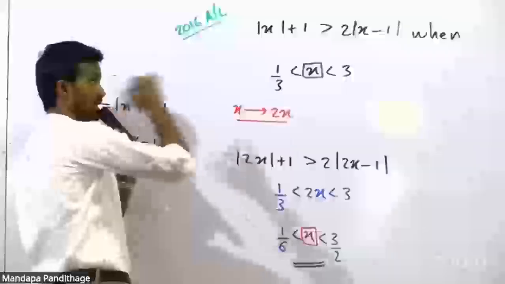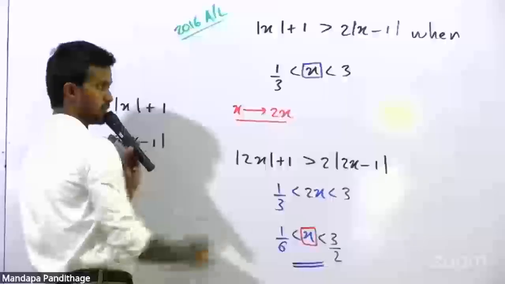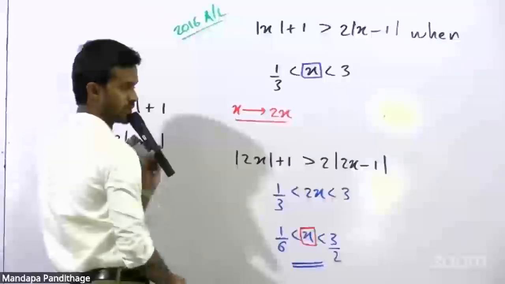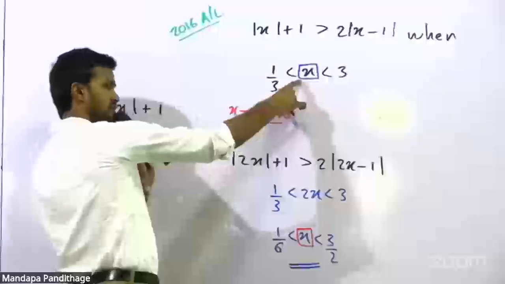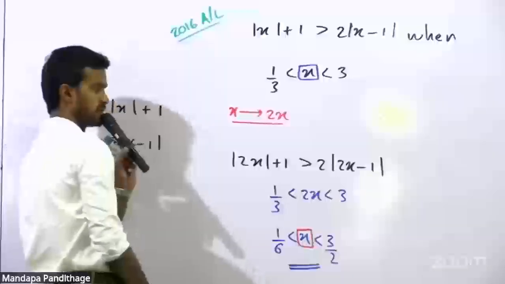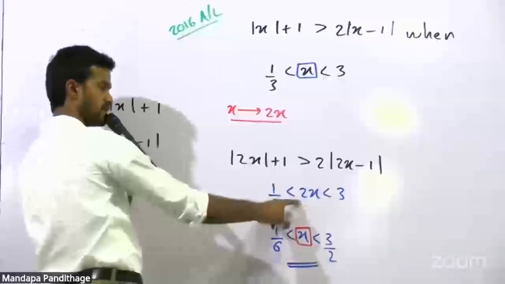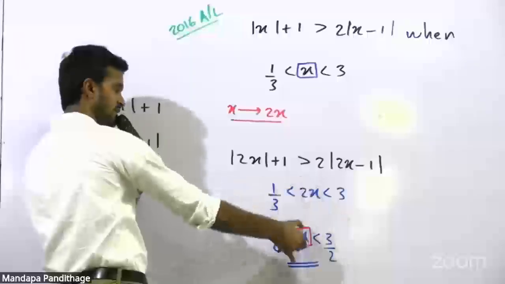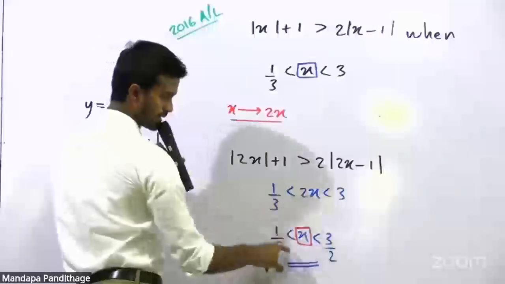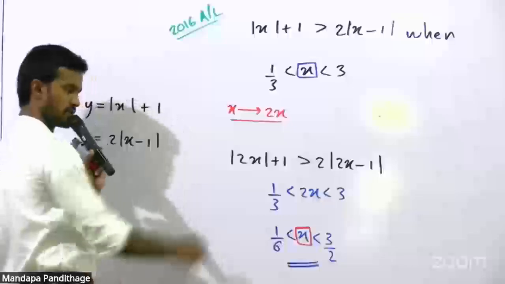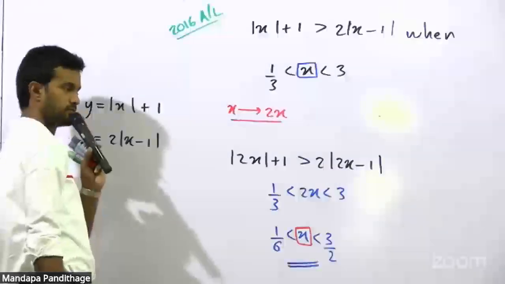So here it's clear that x has become 2x. So my substitute should be x becomes 2x. But when you replace x by 2x, make sure that even in the answer, x should be replaced by 2x. So after that replacement, again, here the final answer should be in terms of x. So I divide it by 2, and then I get that x is greater than 1 over 6 and less than 3 over 2. Got it.